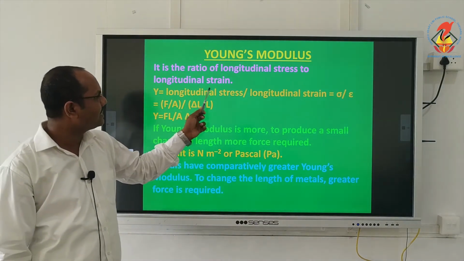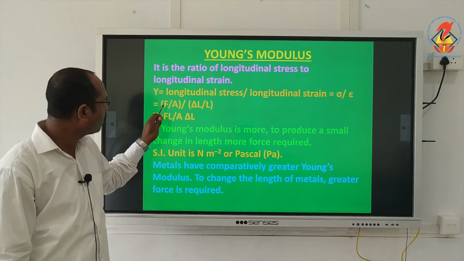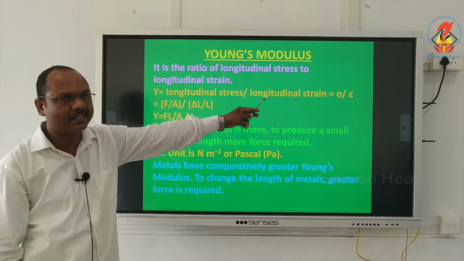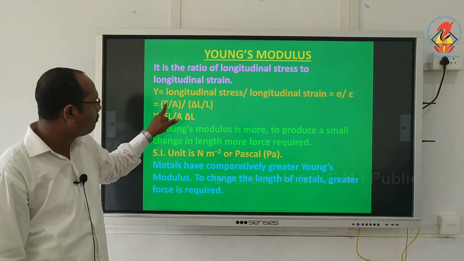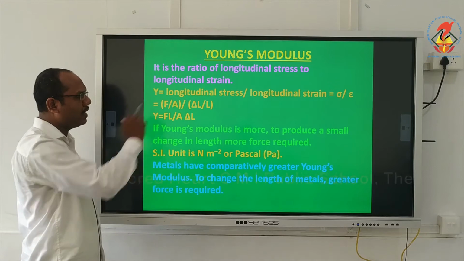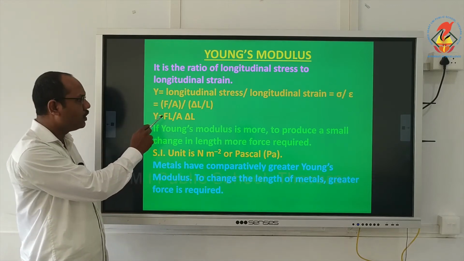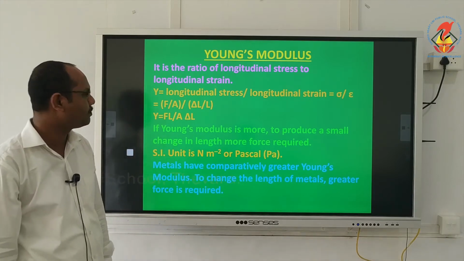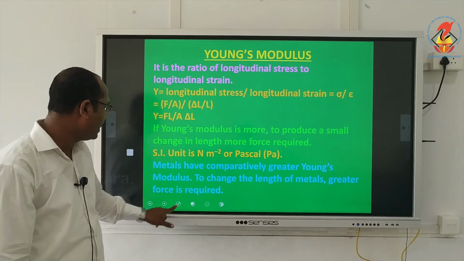So what is stress? F by A, right? Therefore I wrote F by A divided by what is longitudinal strain? Delta L by L. So I have written F by A divided by delta L by L. So this L will go in the numerator. So I will get the equation as Y is equal to F into L divided by A into delta L.